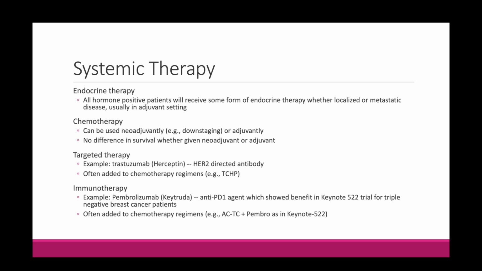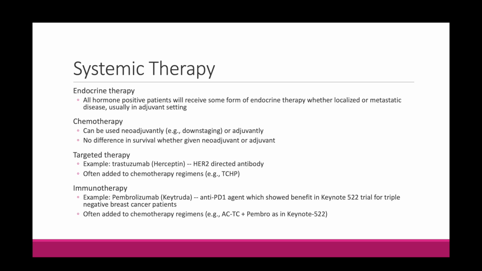So the best example of this for breast cancer is the drug called trastuzumab, or the brand name is Herceptin. This is a HER2-directed antibody, and it's given for patients that have HER2-positive breast cancers. We often will add this treatment to chemotherapy regimens in patients that have HER2 positive breast cancer. So if a patient is HER2 positive and they're going to be getting chemotherapy, then we'll add the drug trastuzumab or Herceptin to their therapy.